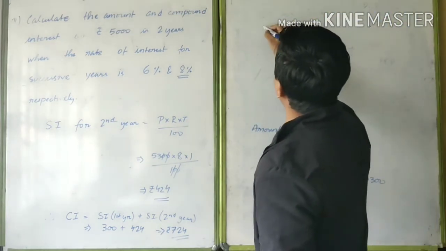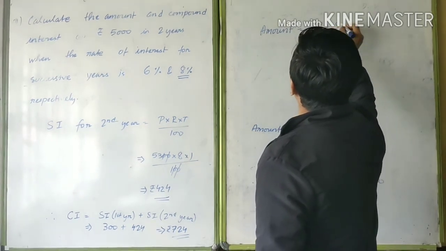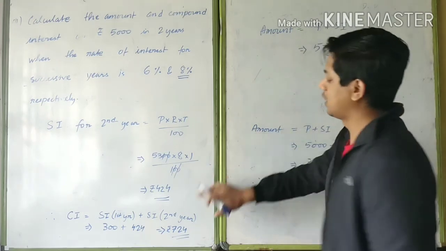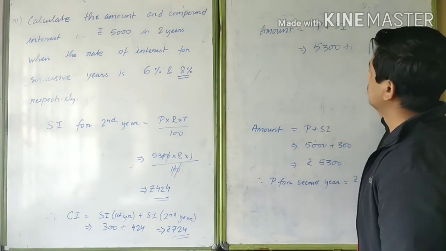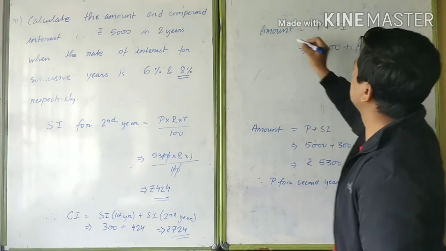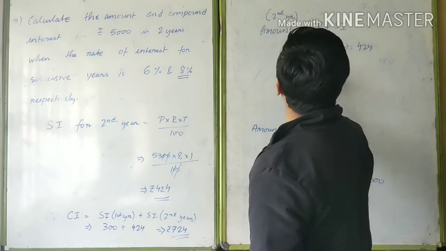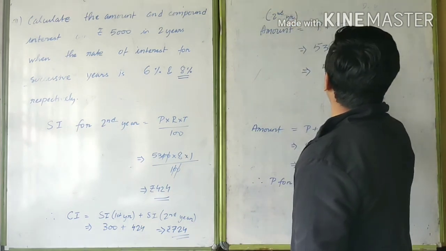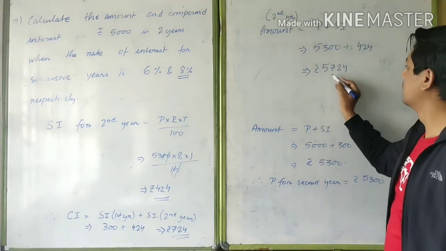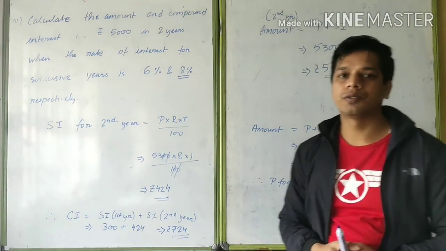Now we have to find the amount. Amount equals P plus SI. My P is rupees 5300 plus the SI which we derived for the second year was 424. This is the amount at the end of the second year. Okay. So this becomes 5724. So this is my answer, amount, and this is the compound interest. So this much for today in this video.